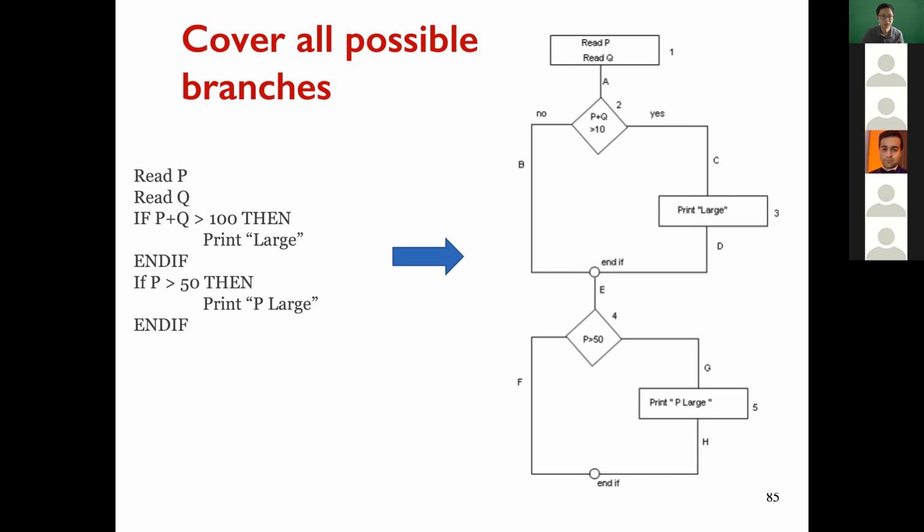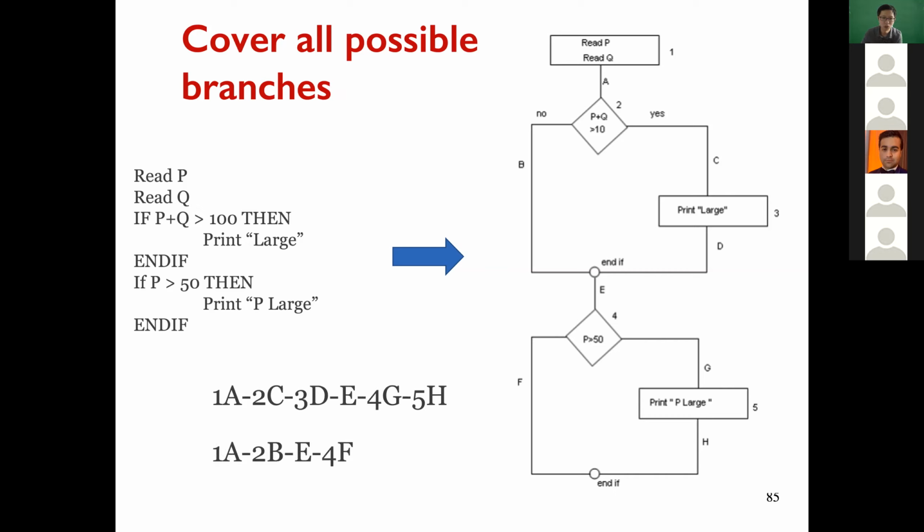How about branch coverage? The branch coverage would cover all the possible branches. So basically the first test is from A to C to D, then E, G, H. So we cover the right branches, right? This is the first test.